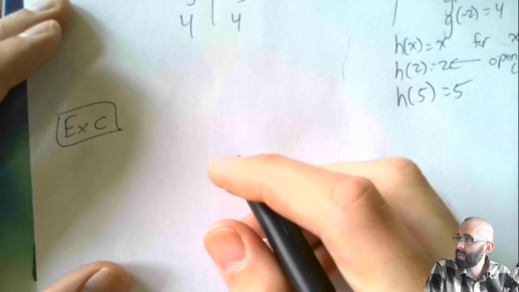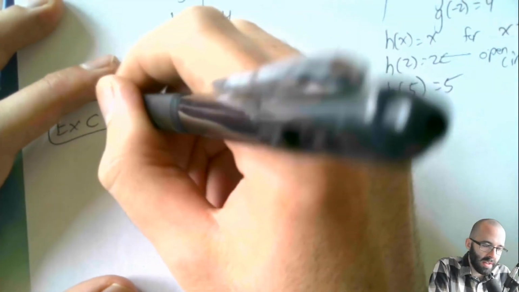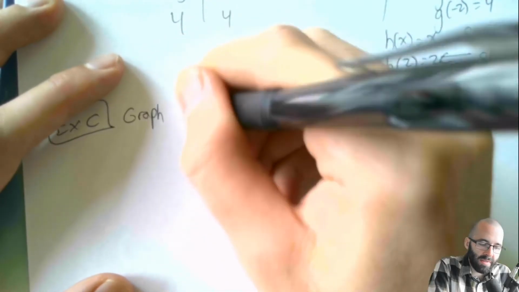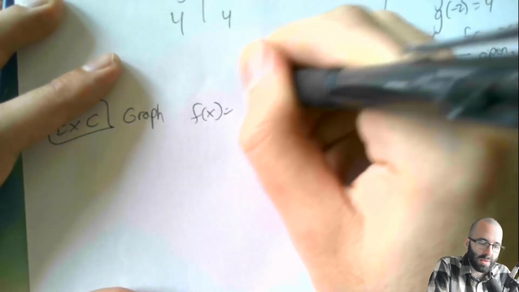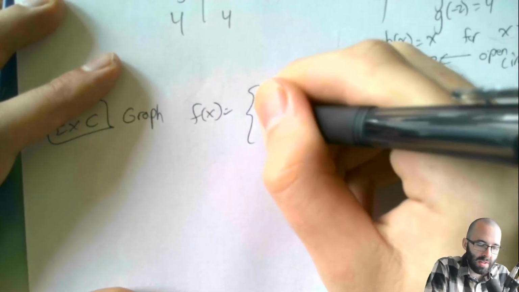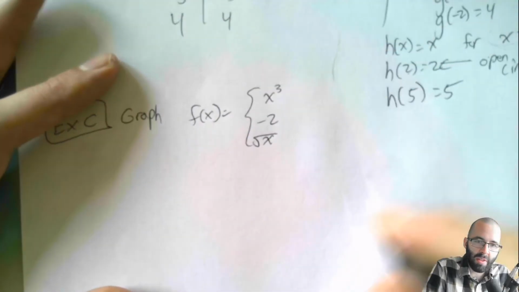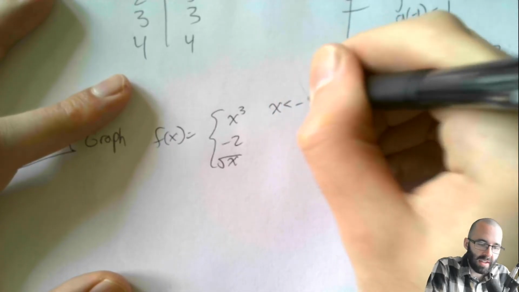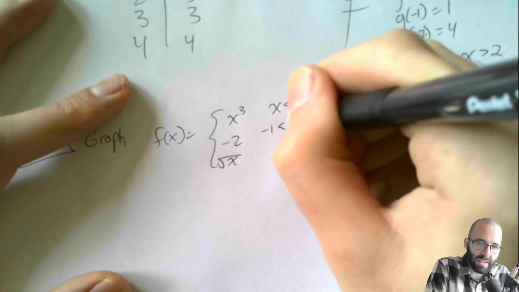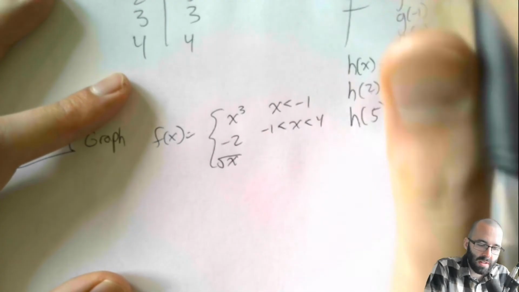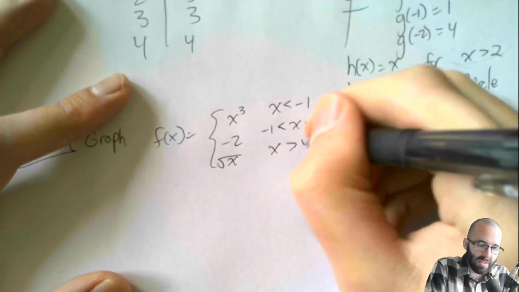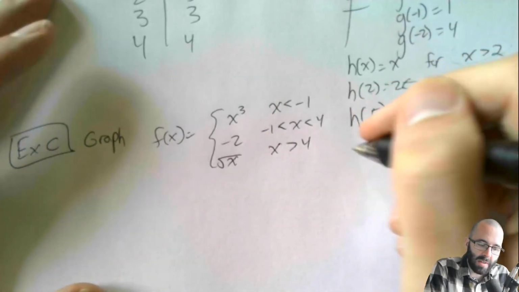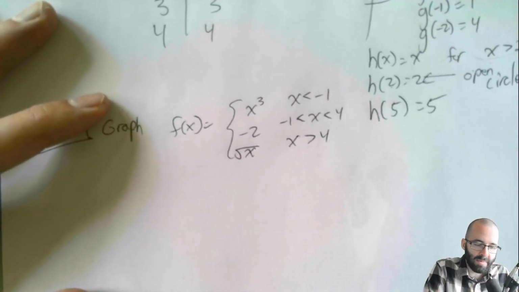All right, and let's try number 8 from the book. So graph f of x is equal to x cubed, negative 2, and the square root of x. Again, 3 pieces. Let's say x is less than negative 1, then negative 1 is less than x, which is less than 4. And when x is greater than 4 is our third piece. Okay, 3 pieces just like last time.